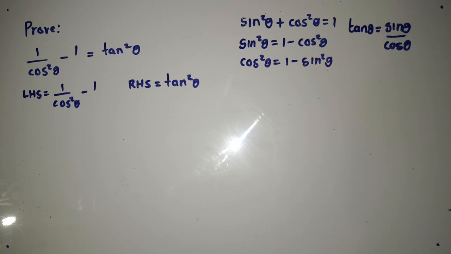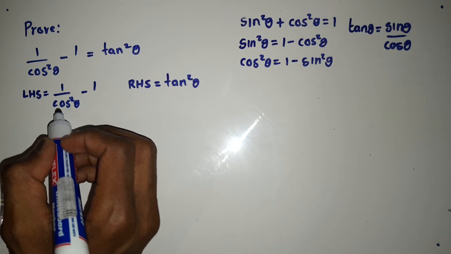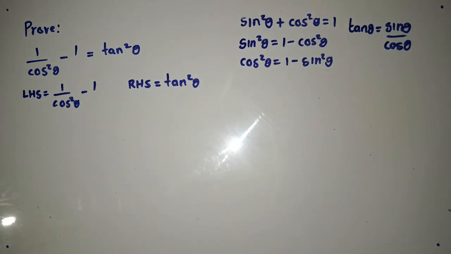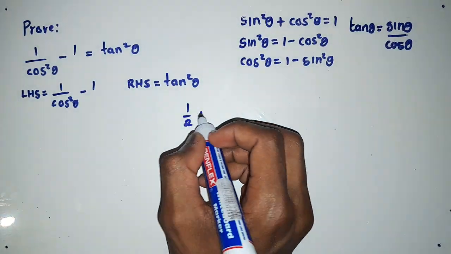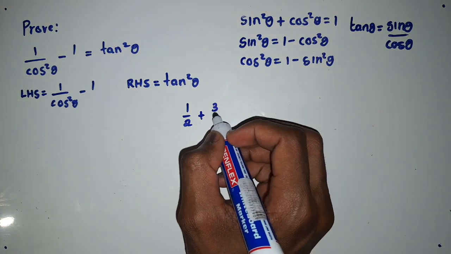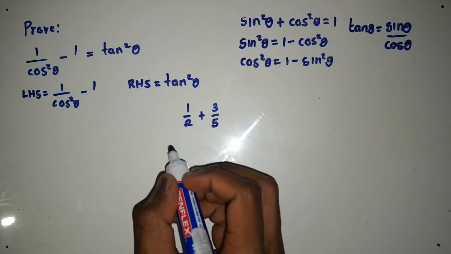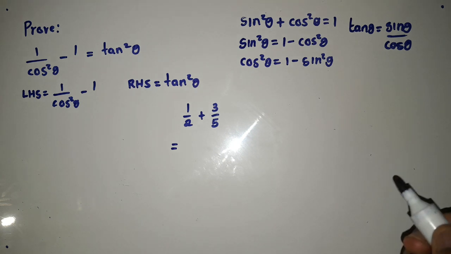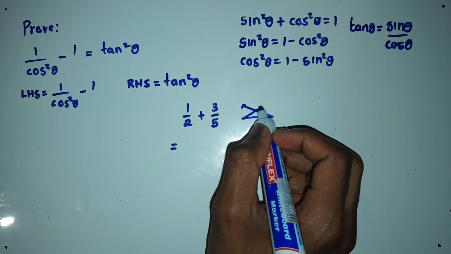Clearly our left hand side is more complicated, but now check, we have a fraction. Let me show you a technique that I normally use to solve fractions. Let's say I have 1 over 2 plus 3 over 5. How do we solve for the following fraction? So easy. I normally use this method. I call it the cross method, like this.